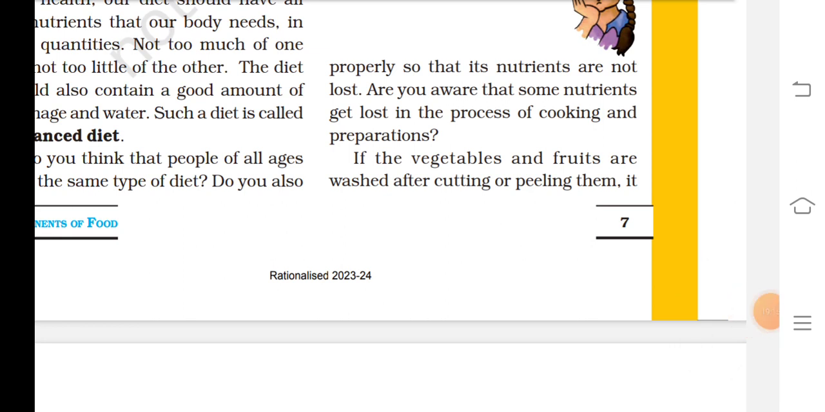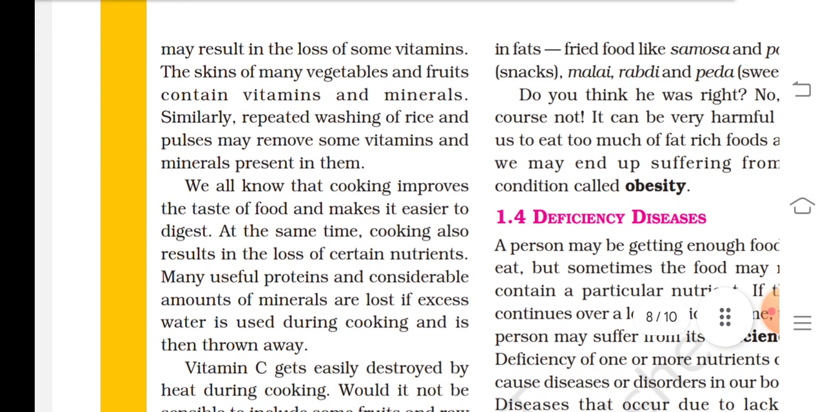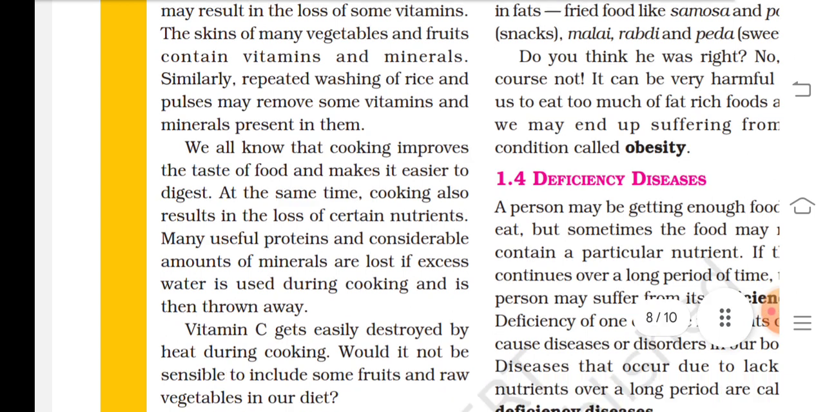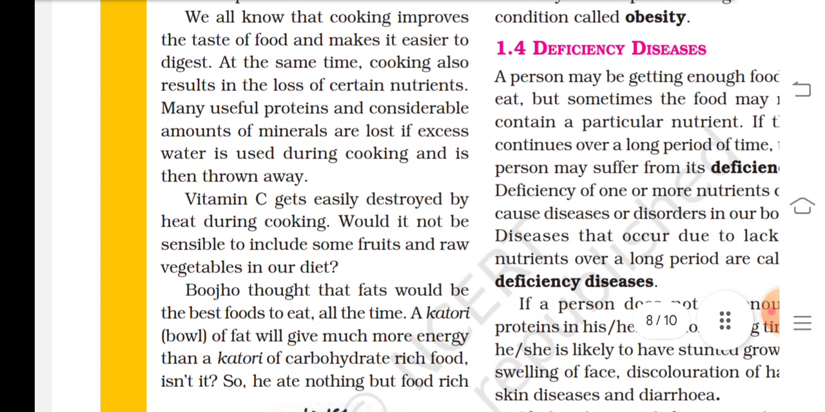Food should be cooked properly so that its nutrients are not lost. Are you aware that some nutrients get lost in the process of cooking and preparation? If vegetables and fruit are washed after cutting or peeling them, it may result in the loss of some vitamins. The skin of many vegetables and fruit contains vitamins and minerals. Similarly, repeated washing of rice and pulses may remove some vitamins and minerals present in them. We all know that cooking improves the taste of food and makes it easier to digest.